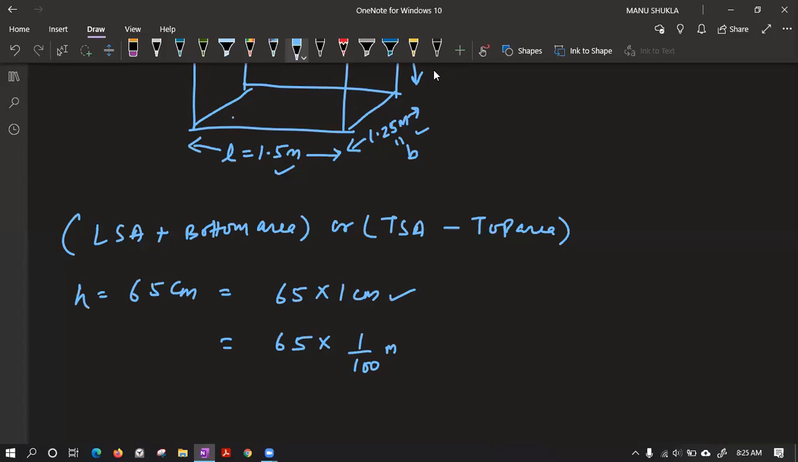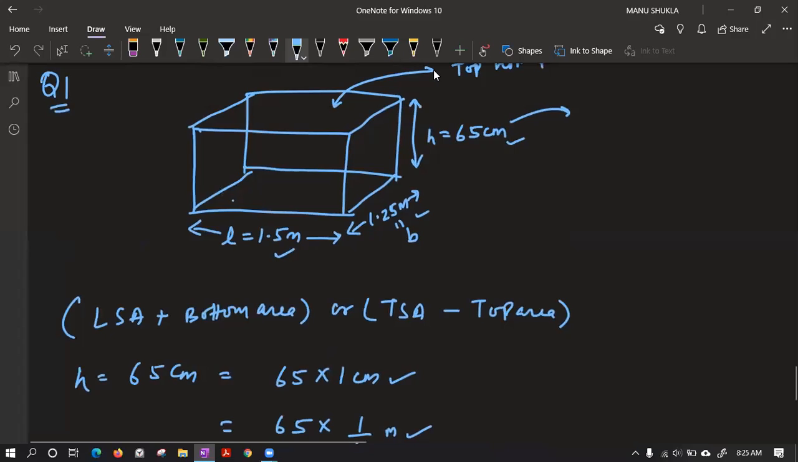This method I'm telling you again and again because in higher classes you will always have this confusion in your mind. So it is better to understand how we convert the units conceptually. So it will become 0.65 meters. This is the thing. So you can change here also. It becomes 0.65 meters. Now we are ready for this.